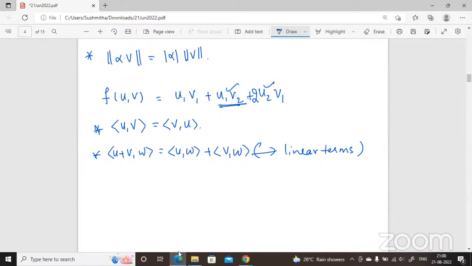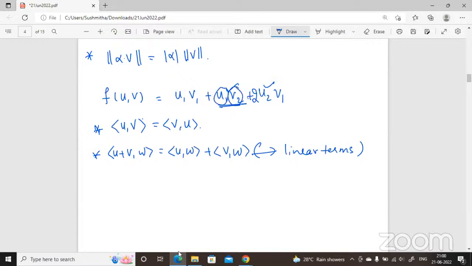Oh, okay. It will not reflect the other way. So u comma v, when you do u comma v, you will get this. When you do v comma u, you will get v1 u2 plus 2 times v2 u1. This is not equal.